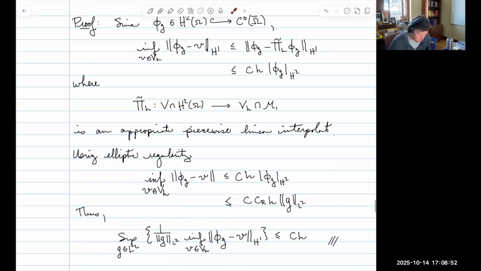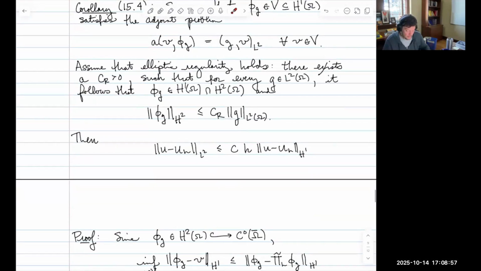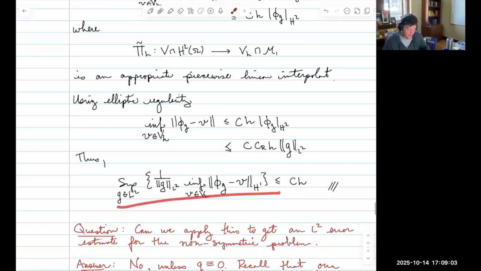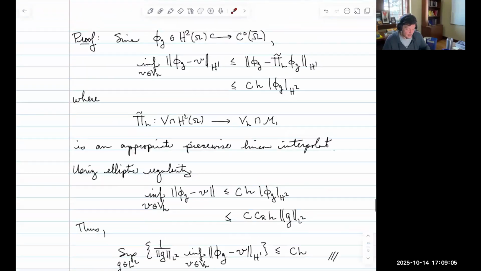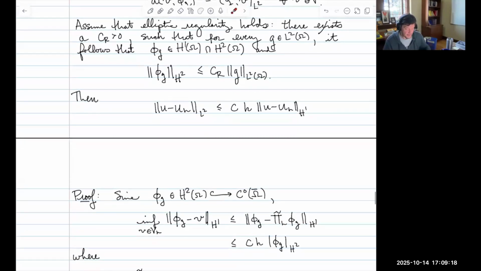All right, so what did we prove? All that we said was we started with Aubin-Nitsche, which has this really odd looking complicated term here. And I said that odd complicated term can simply be replaced by a constant times h. That's great because that allows us to maybe get an L2 error estimate even in the case of our non-symmetric problem.